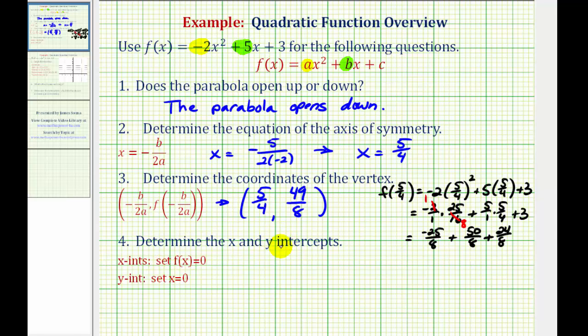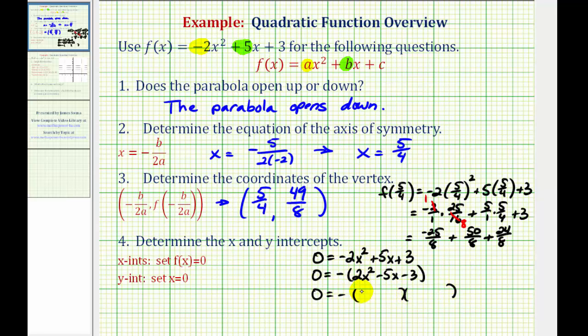Now we want to find the x and y-intercepts of the graph. So to determine the x-intercepts of the function, we're going to set y, or f of x, equal to 0 and then solve for x. So we want to solve the equation 0 equals negative 2x squared plus 5x plus 3. Let's go ahead and factor out the negative and then see if it factors. Factoring a negative out, it's going to change the sign of all of the terms. So we'll have 2x squared minus 5x minus 3. I think this will factor.